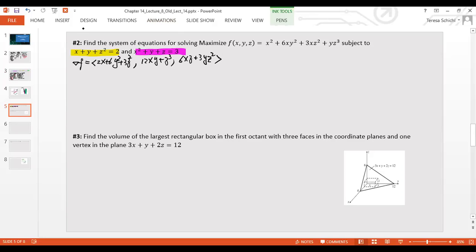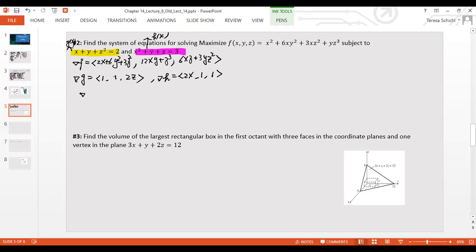So now after this, I can call this constraint g of x, y, z, then this constraint I can call h of x, y, z, or you can say g1, g2. Okay, so the del g is what? Del g is 1, 1, and 2z, right? That's the z component. And then del h here, this will be 2x, 1, 1, okay? Because right now I have two constraints, so I need to have two Lagrange multipliers.